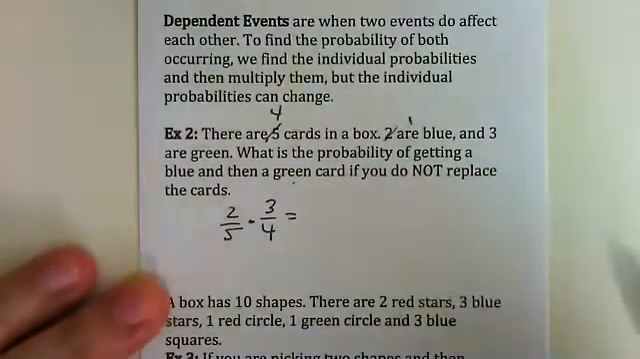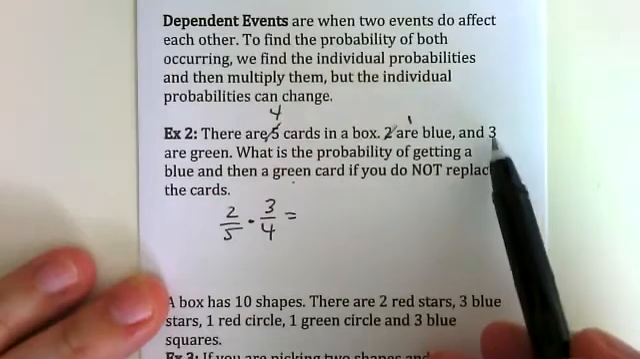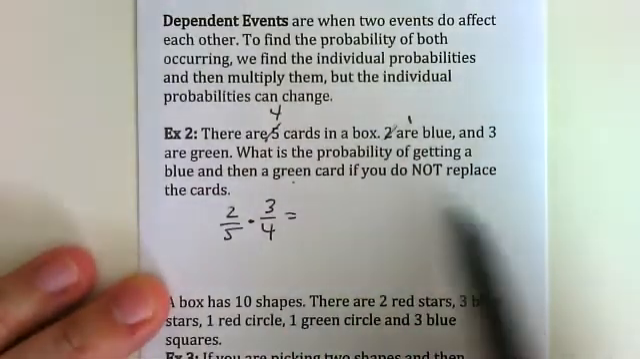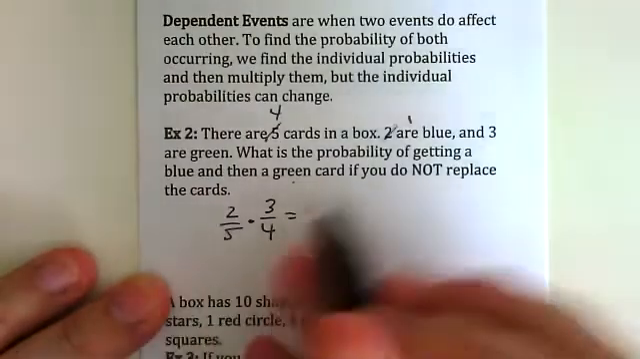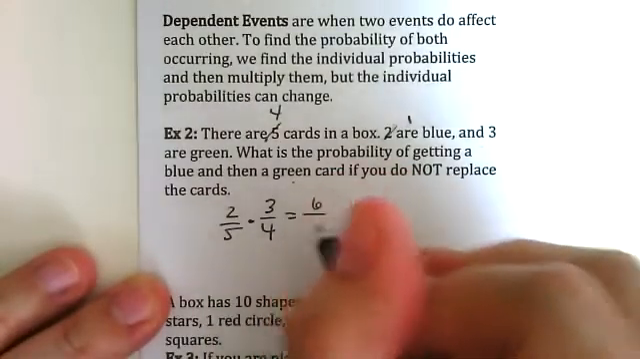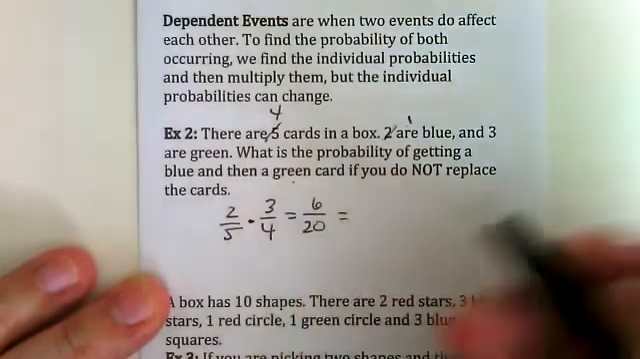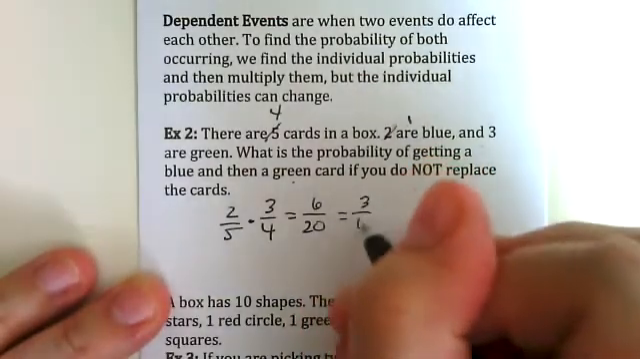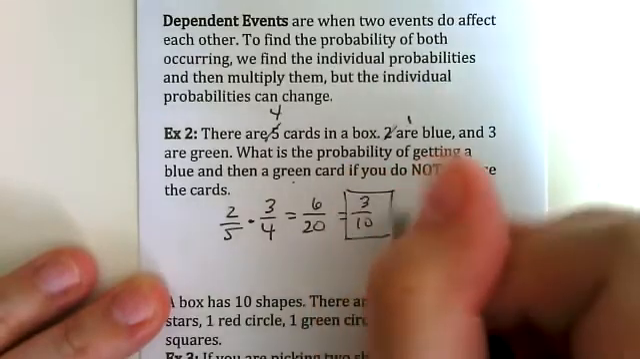Okay, because I still have just as many green cards because none of those went away. But now my total went down by 1 because I took out a card and I didn't replace it. So now we're doing the same thing, just multiply across the top. I've got 6 out of 20, and then we have to simplify that, divide them both by 2. We get 3 out of 10, and there's our final answer.